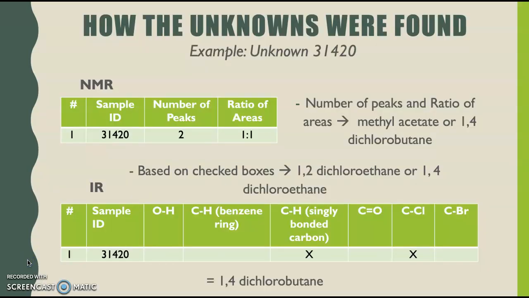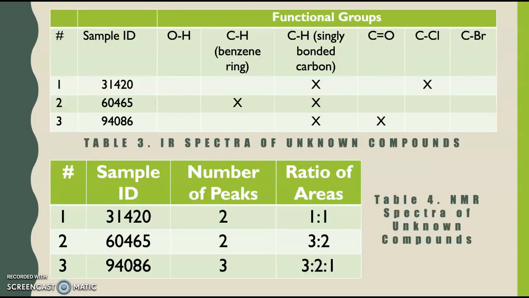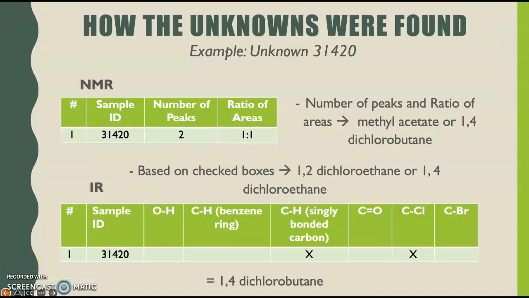How the unknowns were found. Each unknown was found by taking the NMR and IR results for their sample and comparing it back with tables 1 and 2 and finding what they had in common.